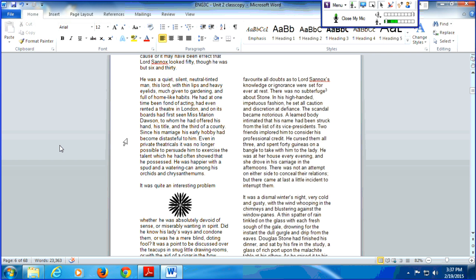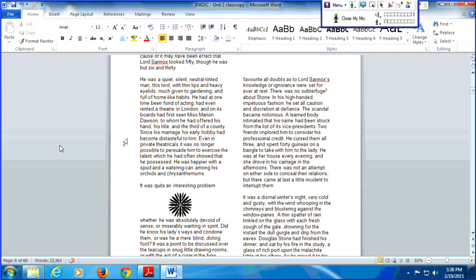Much given to gardening and homes full of home-like habits. He had one time been fond of acting, and had even been to the theatre in London, and upon its boards he'd seen first Miss Marion Dawson, to whom he'd offered his hand as title and a third of a country. Since his marriage to her, his early hobby had become distasteful to him. Even in private theatricals, it was no longer possible to persuade him to exercise the talent which he'd so often showed that he possessed. He was happier with the spud and watering can among his orchids and chrysanthemums.